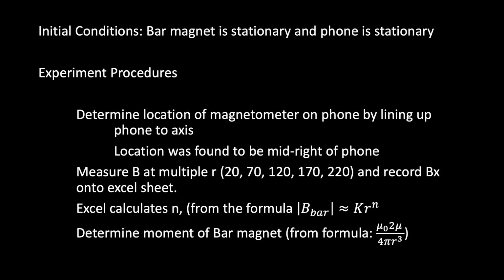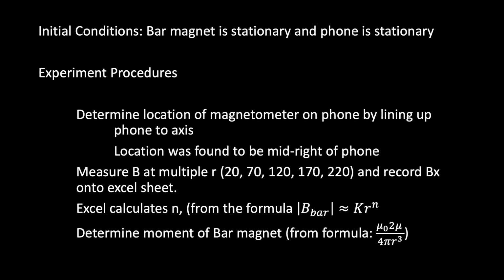So initial conditions: the bar magnet is stationary and the phone is stationary. For the experiment, we determined the location of the magnetometer on the phone by lining up the phone to the axis. Then the location was found to be mid-right of the phone. And then we measured B at multiple r's, and those r's were the locations where the Bx value was 20, 70, 120, 170, and 220. And then we recorded that Bx along with the r onto the Excel sheet.